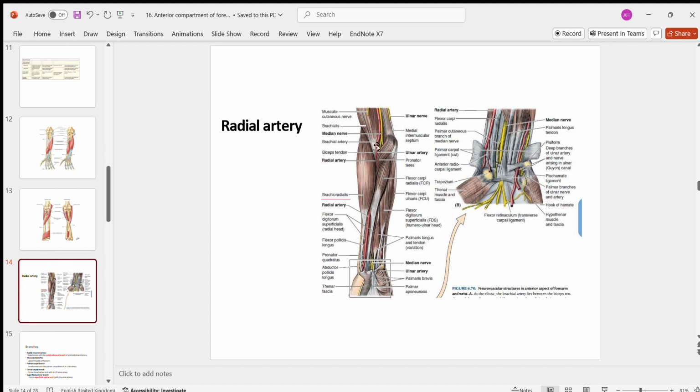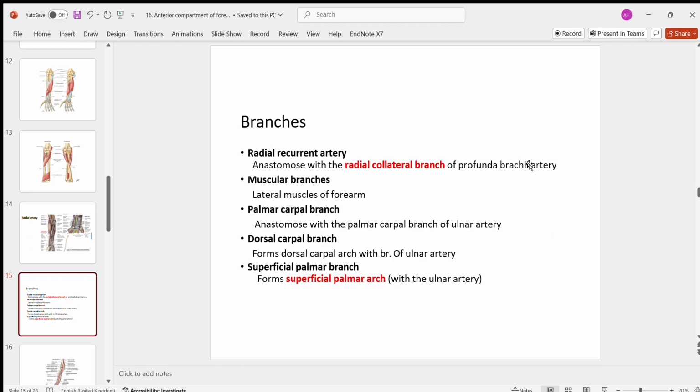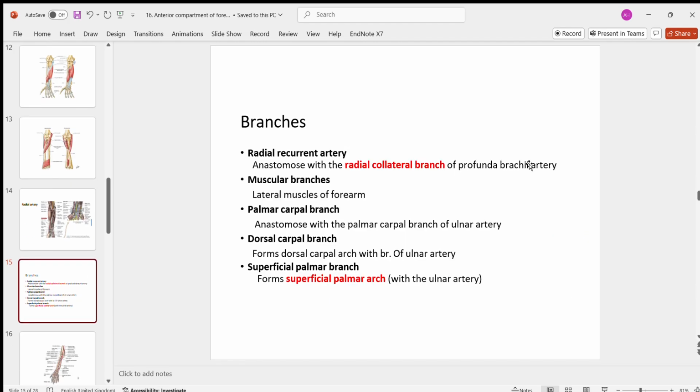Here we can see the radial artery goes down deep to the brachioradialis muscle and runs on the lateral side of the forearm. And finally, at the level of the wrist, it goes deep and passes through the anatomical snuff box. The branches it gives are the radial recurrent artery, the muscular branches, palmar carpal branch, dorsal carpal branch, and superficial palmar branch, which forms the superficial palmar arch in the palm of hand.